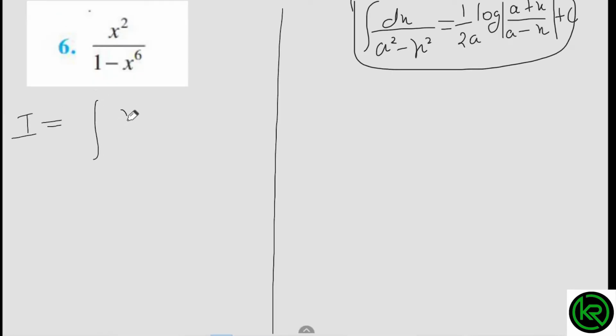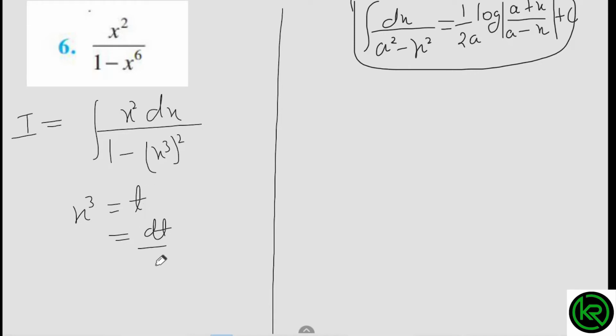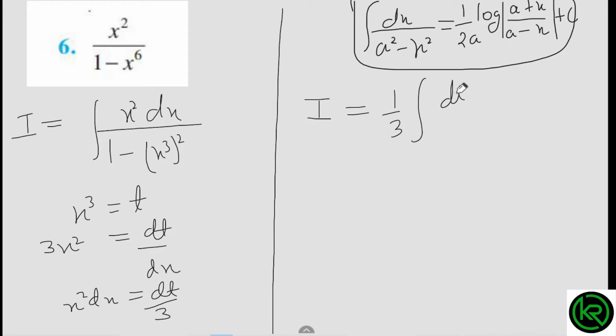Next question, question number 6. I is equal to x square dx over 1 minus x to the power 6, and we can write x to the power 6 as x cube whole square. Okay, now here we will take x cube equals t, differentiate both sides with respect to x, dt by dx will be equal to 3x square. Okay, so x square dx will be equal to dt by 3. So I will change to x square dx is equal to dt by 3. So 1 by 3 dt by 1 minus t square.